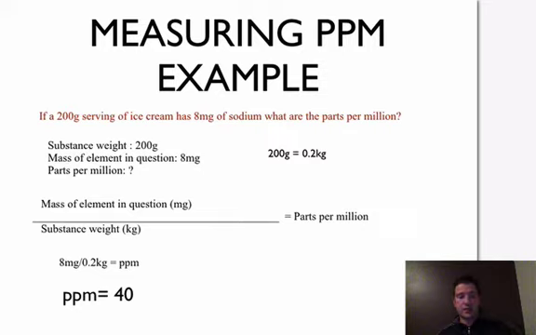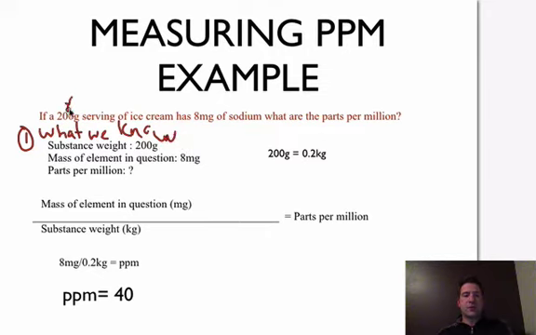So we can actually determine how many parts per million of sodium are in this ice cream. There are going to be 5 steps that I'd like you to do. The first one is to list what we know, and that's going to be right here. So how do we determine what we know?